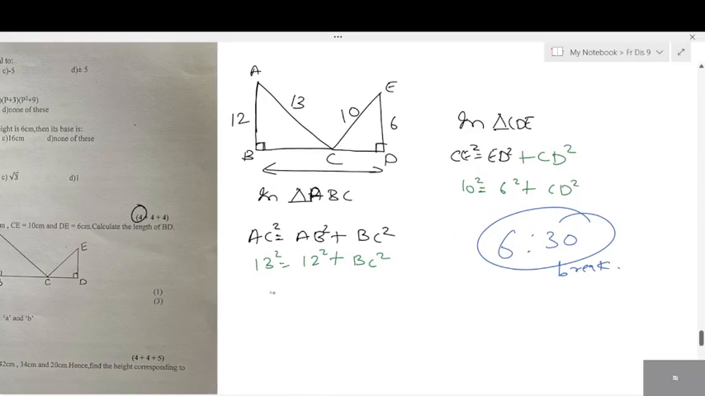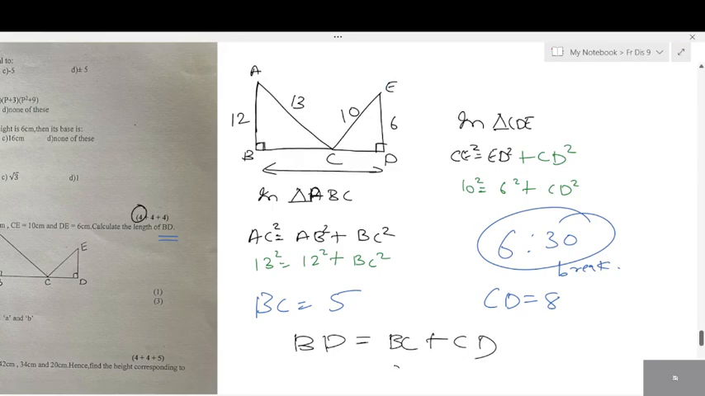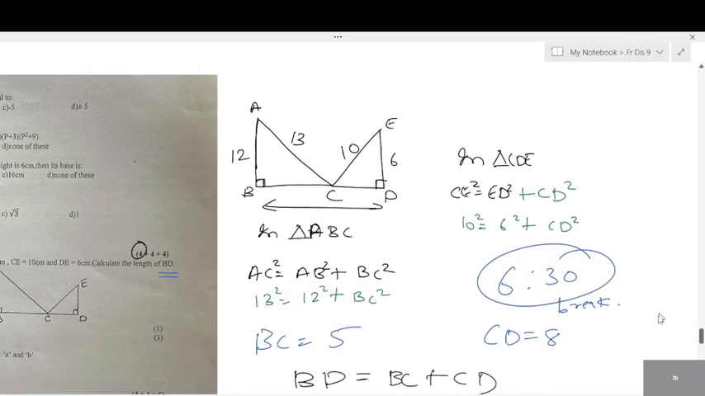Okay. What's the answer you all got? BC is equal to 5. And what is the other one? The other one, what did you get? CD is equal to 8. Then they told us to find the value. What do you have to calculate? So BD is made up of how many parts? BC plus CD. 5 meters, 30 centimeters.